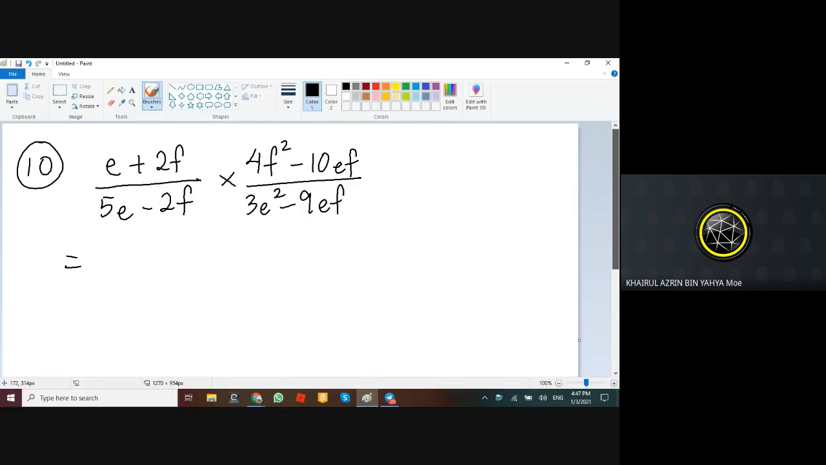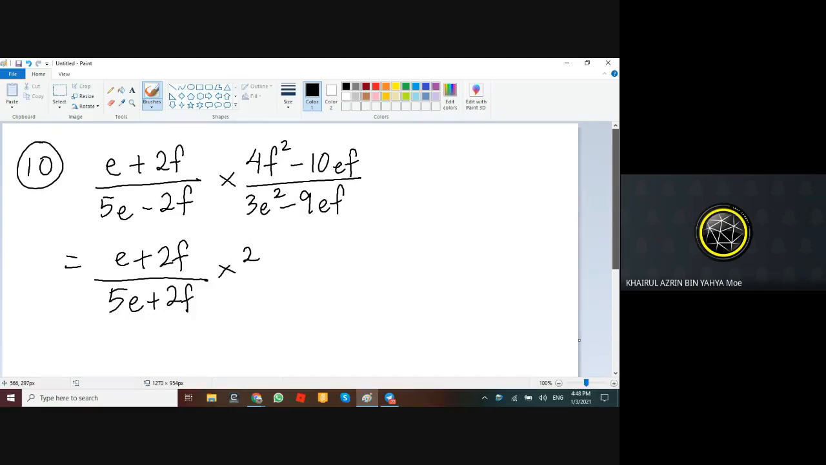So e plus 2f, that one is linear, so we just write it back. Why linear? Because there is no power of 2 or power of 3. 5e minus 2f is also linear, so we just write it back. We cannot factor anything, so we just write back 5e minus 2f, times, okay, here 4 and 10, we can factor 2.